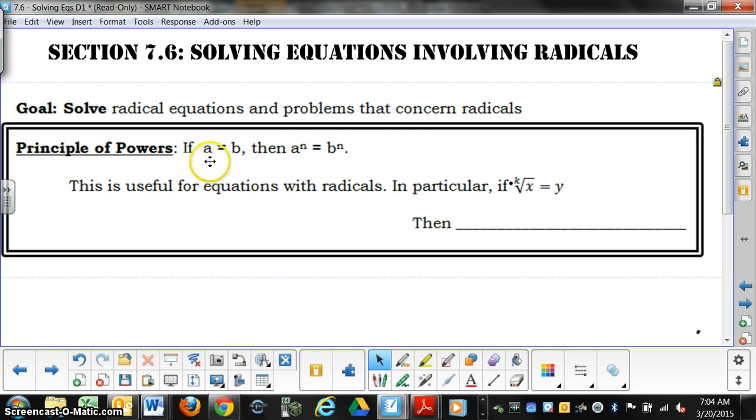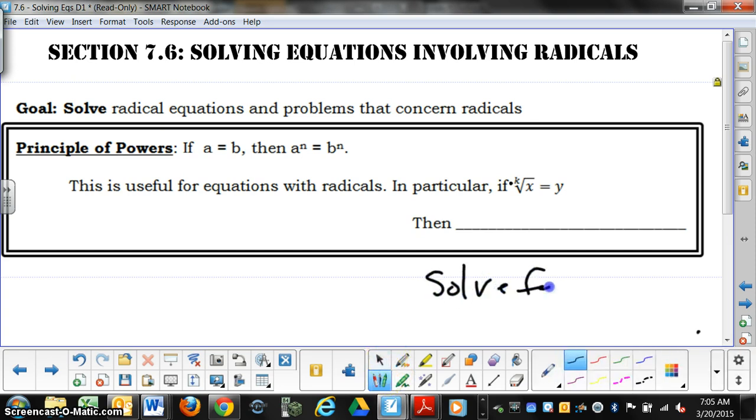If I have one number equals another number, and I raise the first number to a certain power and I raise the second number to that same power, the expressions will still be equal. This will still be equal to that if this is true to start with. This is especially useful for equations with radicals. In particular, we have this variable equation, kth root of x equals y.